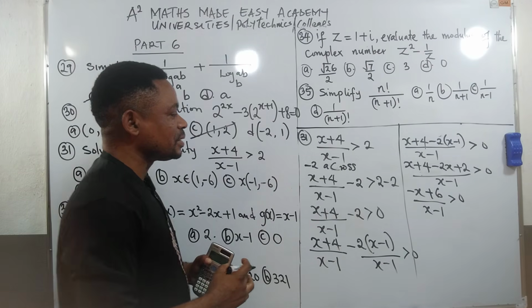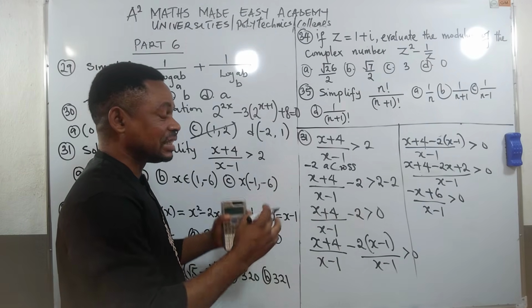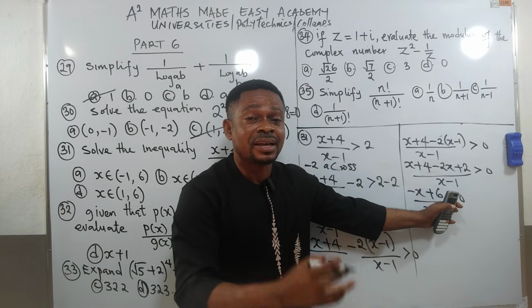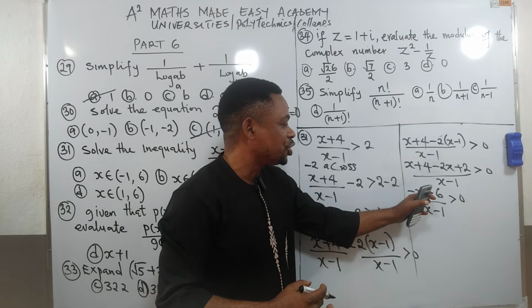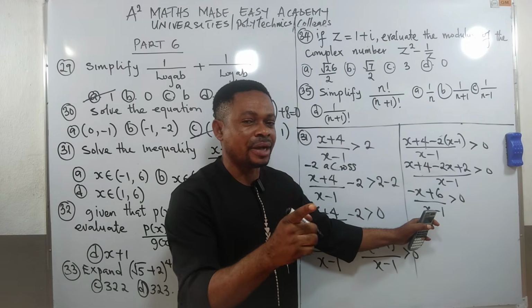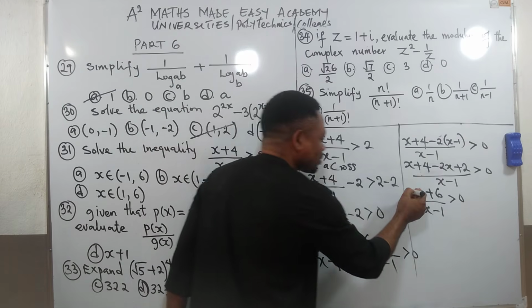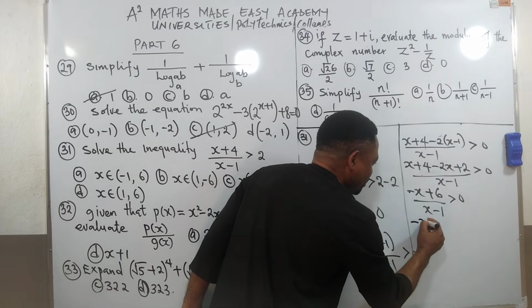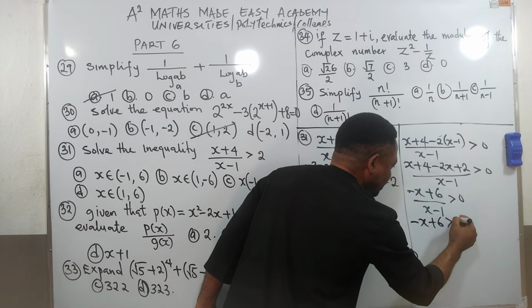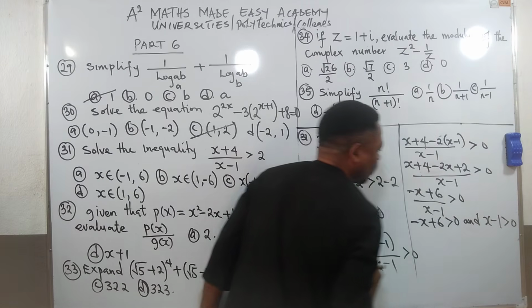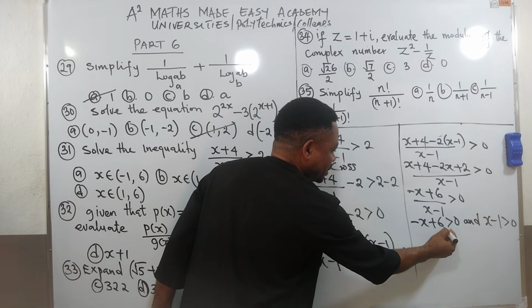Now be careful here. We are going to analyze. Now at this point we call it a critical point. Do you know why it's called a critical point? It could be less than, it could be greater than. Then we assume both the denominator and the numerator to be greater than 0. I will now start from the numerator and say minus x plus 6 is greater than 0, and x minus 1 is also greater than 0.